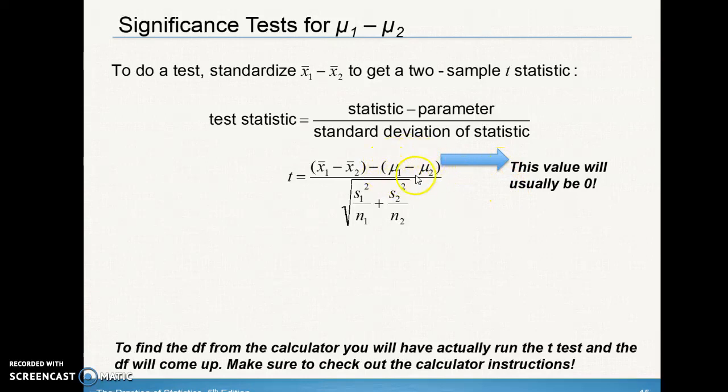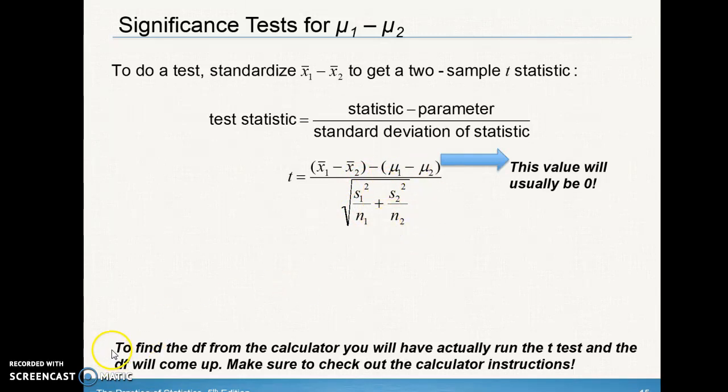This one will usually be 0 because we always assume that there's no difference in the two population means. And then for the alternative, that's when we say, hey, we think it's greater than, less than, or not equal to. But it's usually going to be 0 because we're going to assume that there's no differences. Okay, so it'll be kind of like subtract your samples minus 0. And then your denominator, your standard deviation, is your variance of the first one plus your variance of the second one.